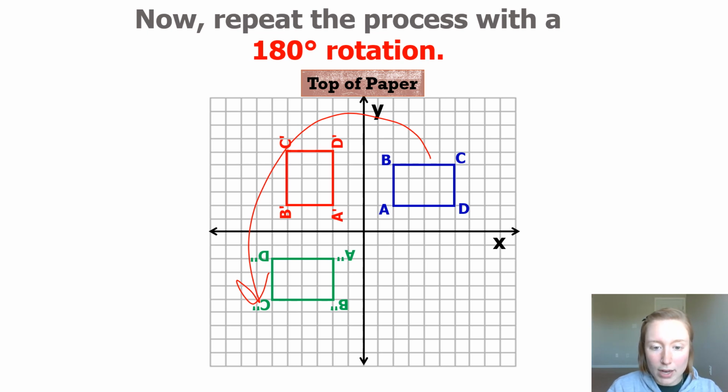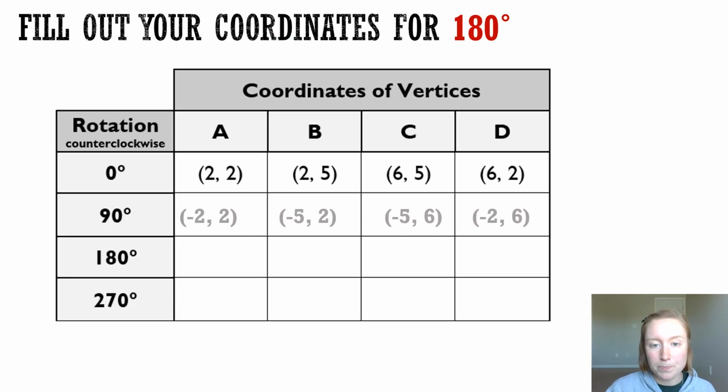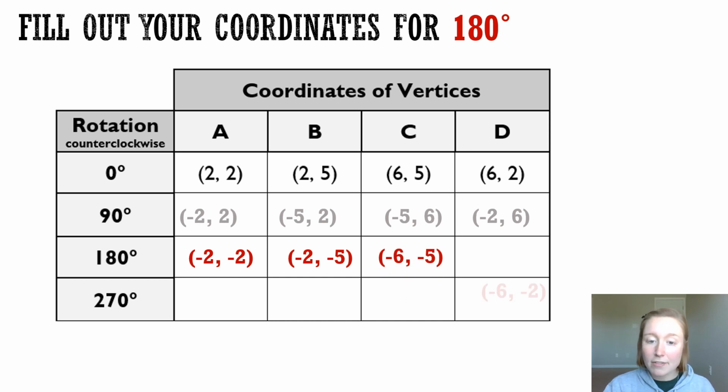So right now that we have our y and our x back to their normal positions, A prime would be -2, etc. Go through and write those points out. Pause if you need to. I'm going to go through my points. For 180 degrees, for A, I got -2, -2 again. For B, I got -2, -5. C, I got -6, -5. D, I got -6, -2.